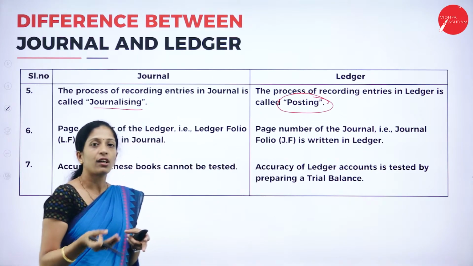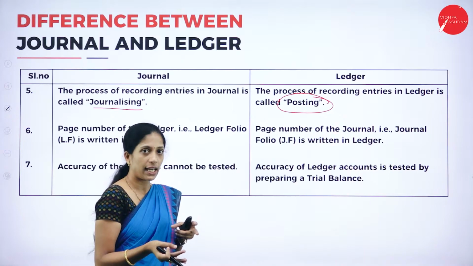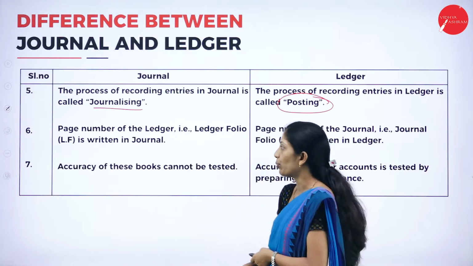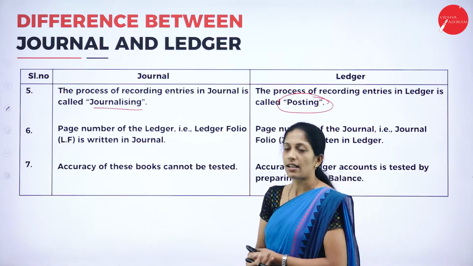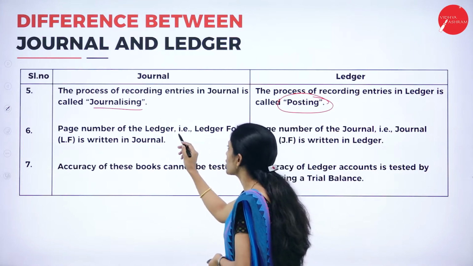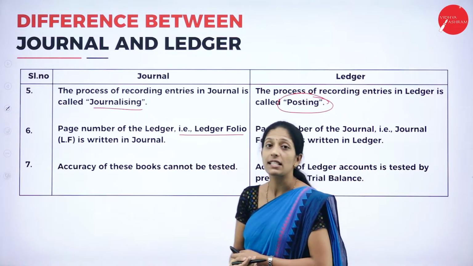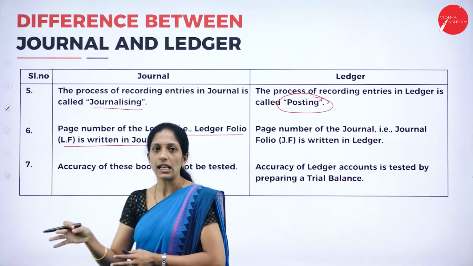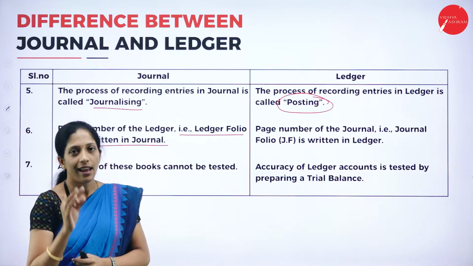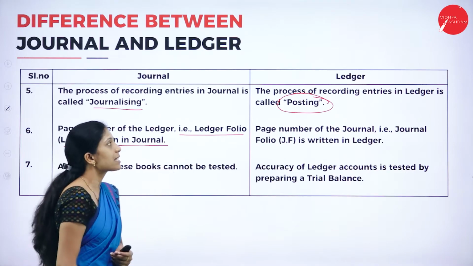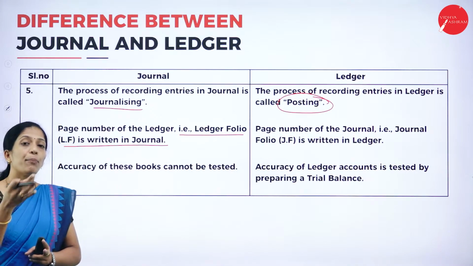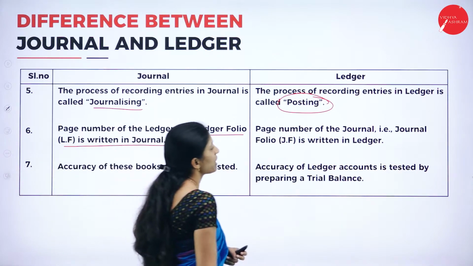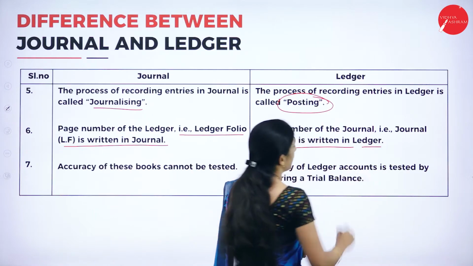So, recording of transactions in journal is called journalizing. Transferring the entries from journal to ledger accounts is called posting. Next, the sixth difference is that the page number of the ledger, that is ledger folio, is written in the journal. Whereas in the ledger, we will record the page number of the journal as journal folio.